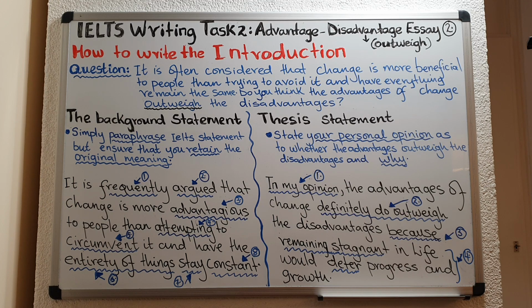It remains the same, and have everything, and have the entirety of things. So I have replaced the word "everything" with "entirety of things." "Entirety of things" means everything. Remember, this is a Band 9 essay. So that is why the vocabulary that I'm using in the background statement is a little bit challenging. So "entirety of things" means everything.